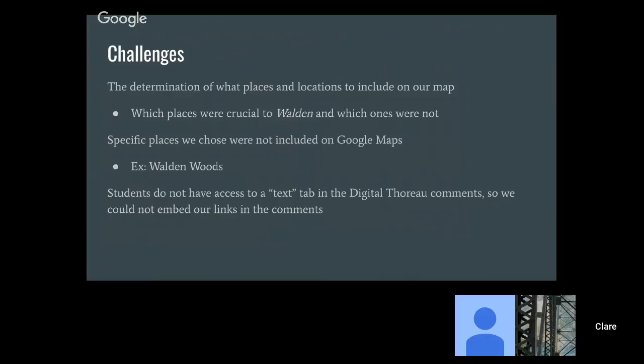Okay, so while our map looks great now, we did run into some challenges. One of the first challenges, like Sophie and Claire mentioned before, was that we really had to use a lot of time to figure out what places were important because we didn't want to just throw in places that were in foreign countries. We really wanted to narrow it down and make sure that the places were places that Thoreau did frequent and that were important to him. So we chose the list of places that we finalized, and after we did this, some of the places were not included on Google Maps.